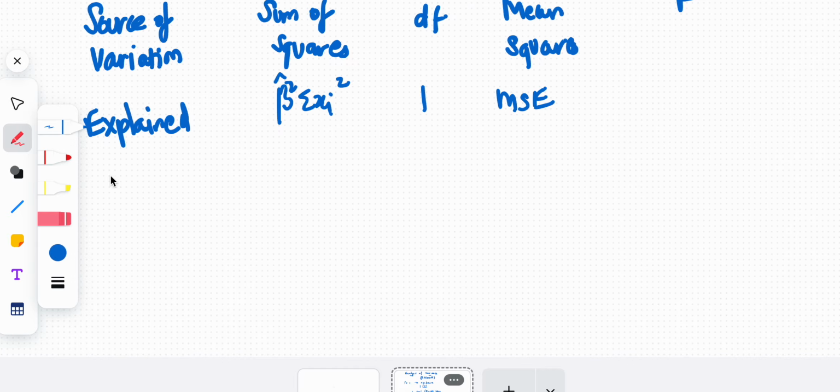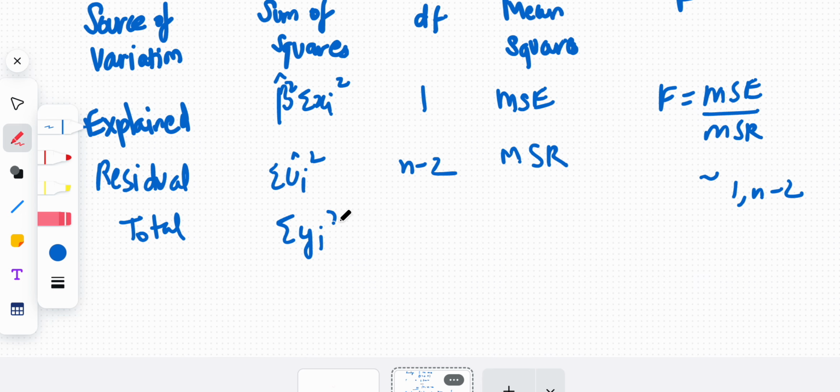This would be beta. This is my estimated sum of squares. Degrees of freedom is 1 here. This is my mean sum of squares, right? Then this was my residual. Residual is summation ui square, n minus 2. This would be my mean sum of residual. F would be my MSE by MSR, with 1 and n minus 2 degrees of freedom. We also write total. Total would be summation y square and n minus 1.